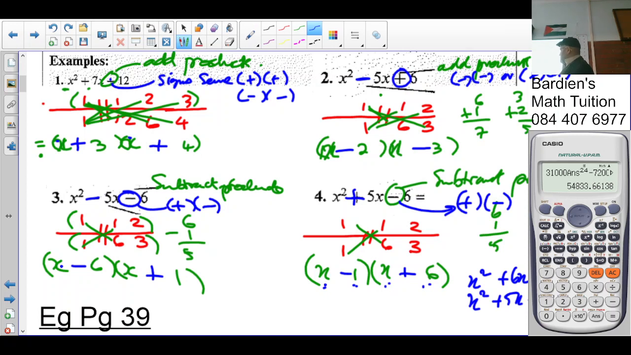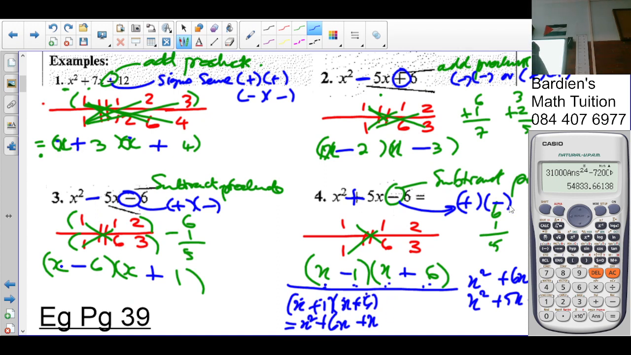Can't be positive. Because say you got positive. Let's see. So you got x plus 1, x plus 6. No? So what's x times x? X squared. What's x times 6? 6x. So 1 times x? X. What's 1 times 6? So that is going to give you x squared plus 7x plus 6. Your sign is not right, neither is your middle term right.